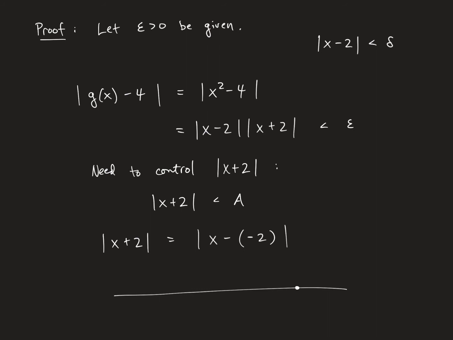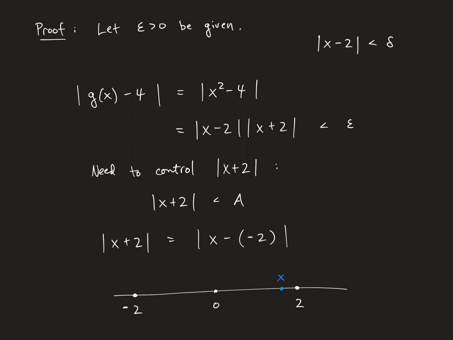So if we envision our number line, we have 2 here. Negative 2 is all the way over here, and we have 0 in the middle. And so what we can do is take our x as close to 2 as we would like. And so say, if we constrain our x so that it's within a distance of 1 of 2, right?